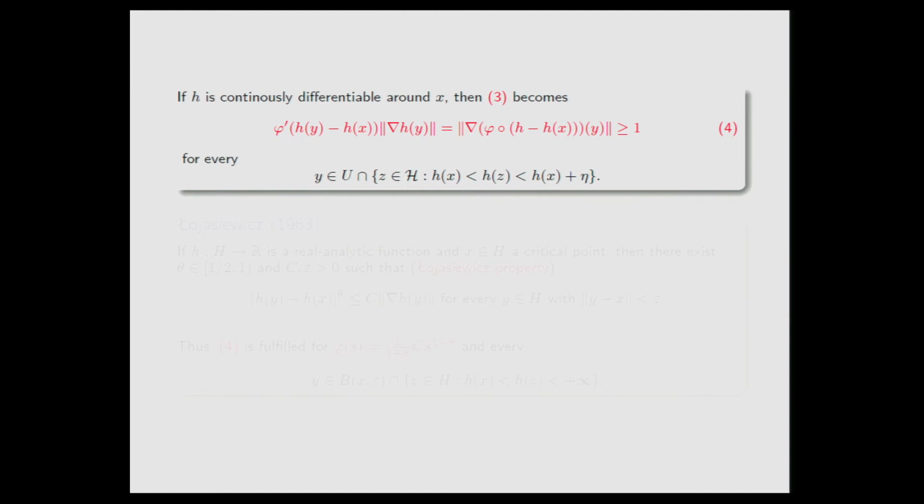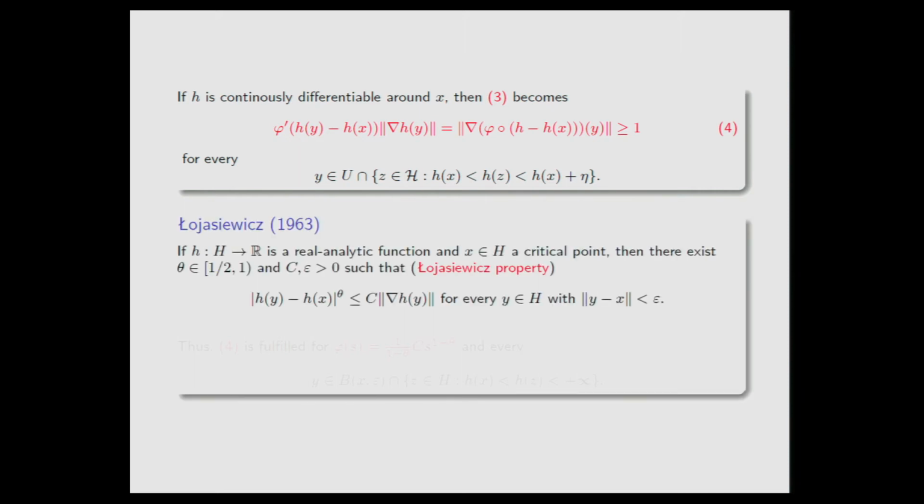But if h is C1, then this set contains only one element, and we get exactly this term, and this is the same as this property, which says that if we make a translation of the graph of h, with h(x), and if we compose the function with a so-called desingularization function, what we get is a sharp function around the critical point. So this has a very nice geometric interpretation. Everything was inspired by the so-called Łojasiewicz property, which is fulfilled by real analytic functions. You can notice that by taking phi in this way, one obtains this inequality. And then this was extended to non-smooth functions.